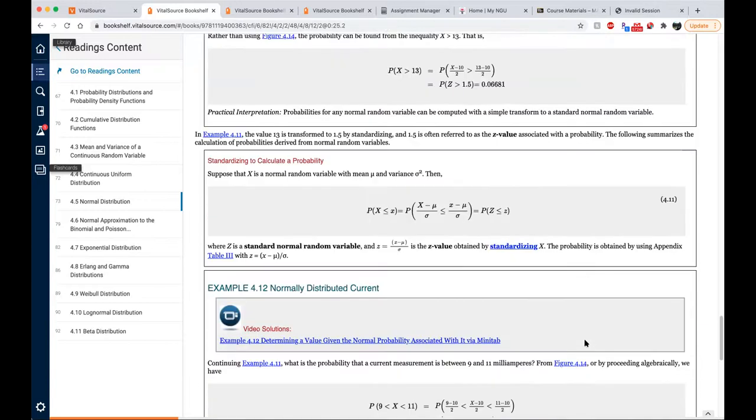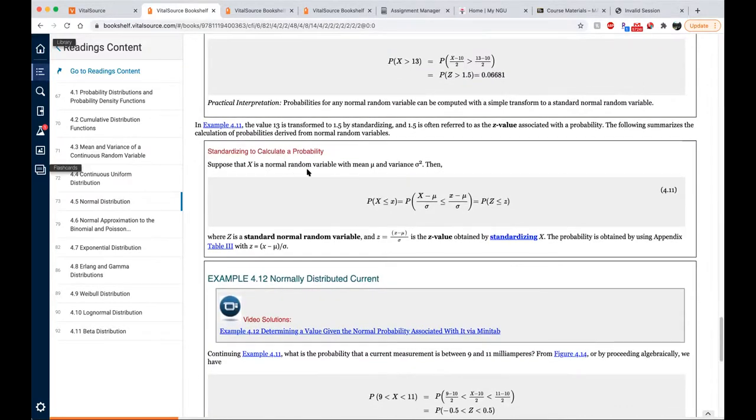Okay, so now standardizing to calculate the probability. Suppose that X is a normal random variable with mean mu and variance sigma squared. Then the probability that X is less than or equal to x: we just change x to a z score, a z value, which is x minus mu over sigma. That is the definition of the standard normal random variable Z, and lowercase x minus mu over sigma is the specific z value corresponding to the x value, lowercase x. Okay.